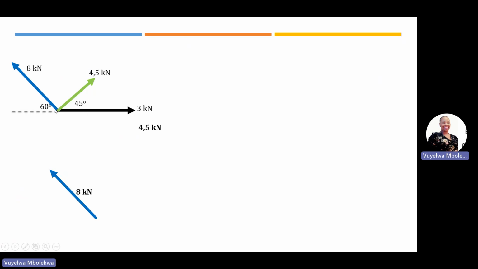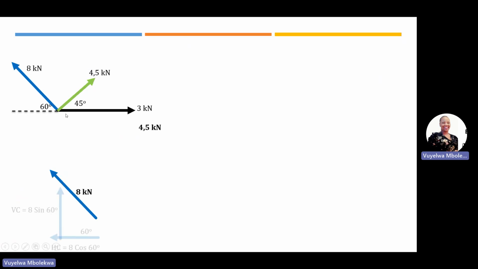They have 8 kilonewtons acting 60 degrees away from the horizontal. They have 4.5 kilonewtons acting 45 degrees away from the horizontal. Just remember, I said if they give you the angle that it makes with the vertical, you don't use that angle. You calculate the angle that it makes with the horizontal to make it simple. So first take the 8 kilonewton force and resolve it into a vertical component and a horizontal component. You're going to do the same with the 4.5 kilonewton force.